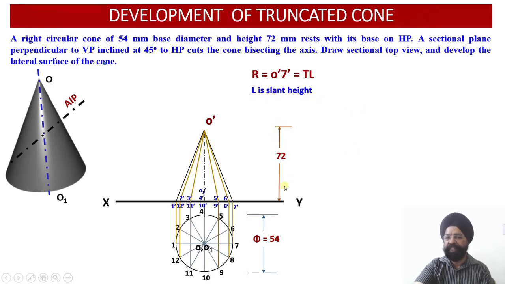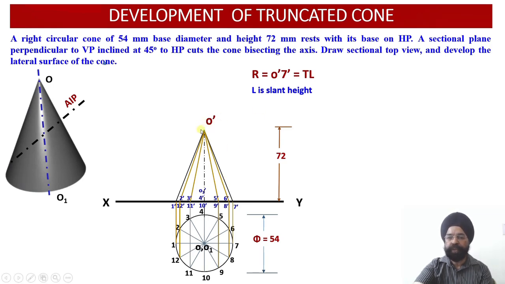We are not bothered about this 72. This slant edge will be higher than the value of the 72 because this is the hypotenuse. In this triangle, 72 is the height. So here we had 54, 27 is the base. So this is the altitude, and this is the hypotenuse that we are getting. The altitude is the axis, 72, and the base is the radius, which is 27. Mathematically also we can work out this hypotenuse of the triangle O dash, O1 dash and 7 dash, but we are going to work it out using the construction method.